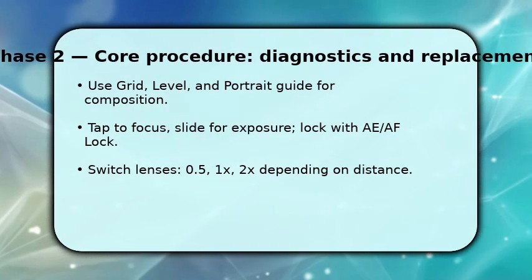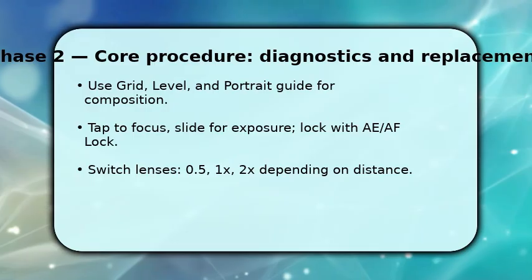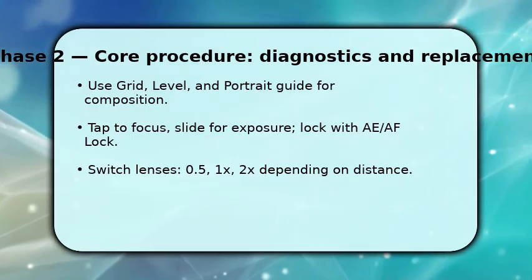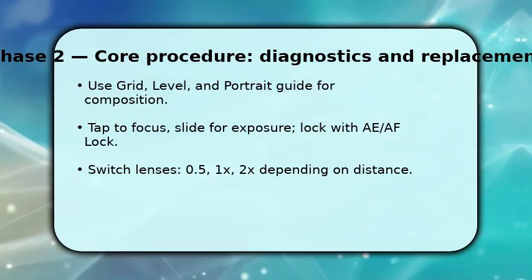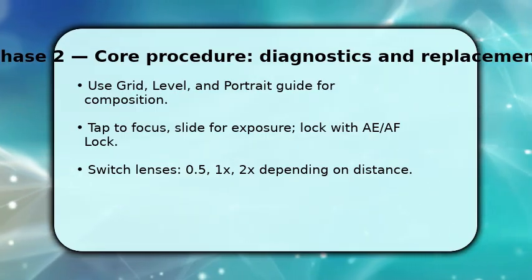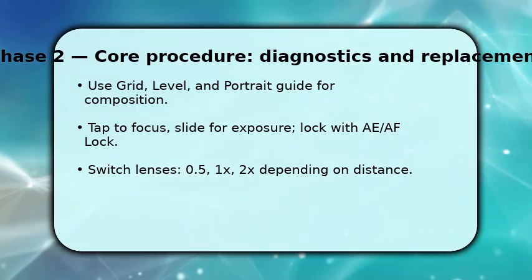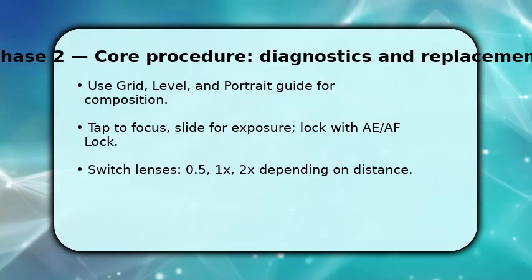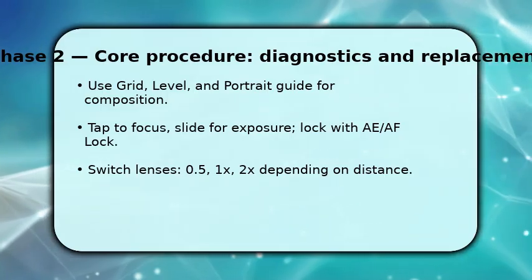Now you refine composition and control light. You should enable the grid and use the level to keep horizons straight because composition makes pictures look professional. Then tap the subject to set focus and slide the sun icon to adjust exposure. If you need steady settings, press and hold to lock AE/AF.